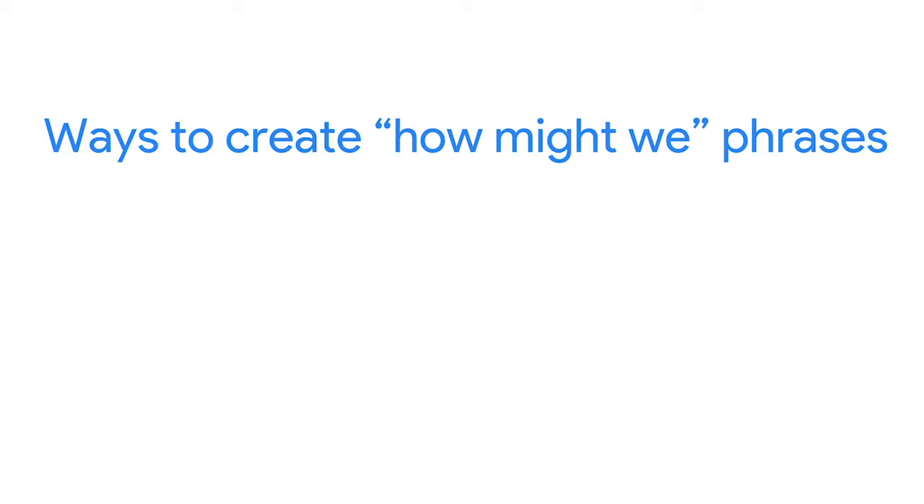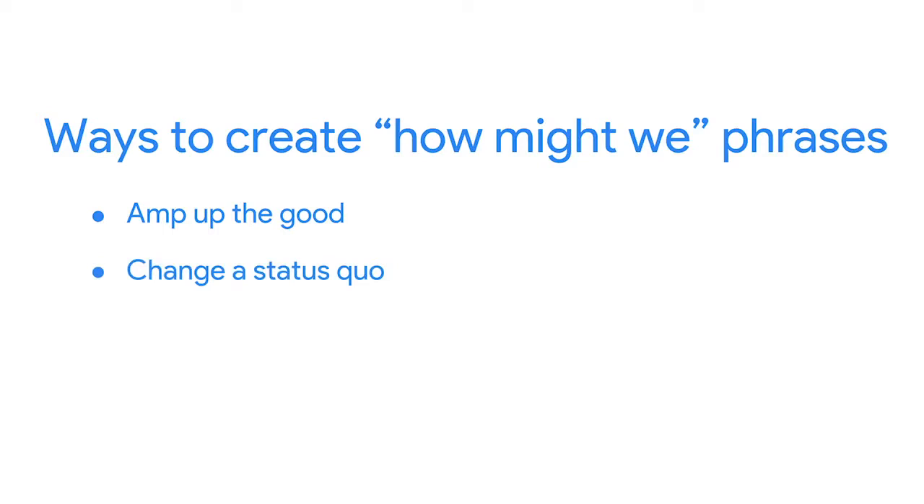A few of them include amp up the good. For example, how might we make a library website the most exciting place to reserve books in advance? Change the status quo. How might we bring the library to Lorena? And break the point of view into pieces. How might we design a system that keeps track of all the books in stock? How might we allow users to reserve in-stock books on the library's website?